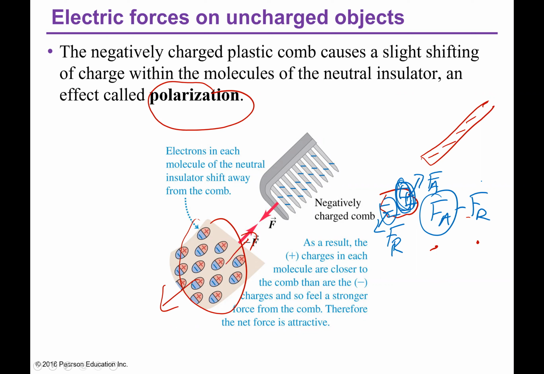Now, how about if I have a positively charged object instead of negatively charged? What do you guys think? Think about it for a minute. You can pause, think about it, and then continue with the video.